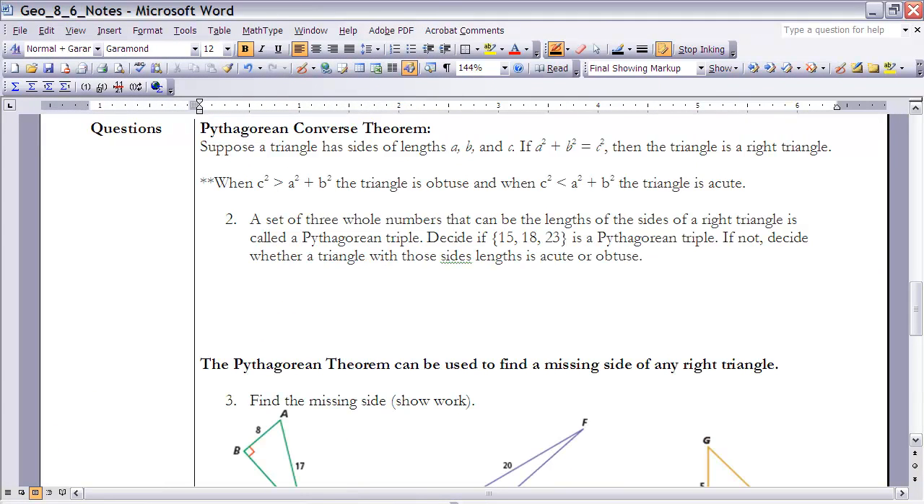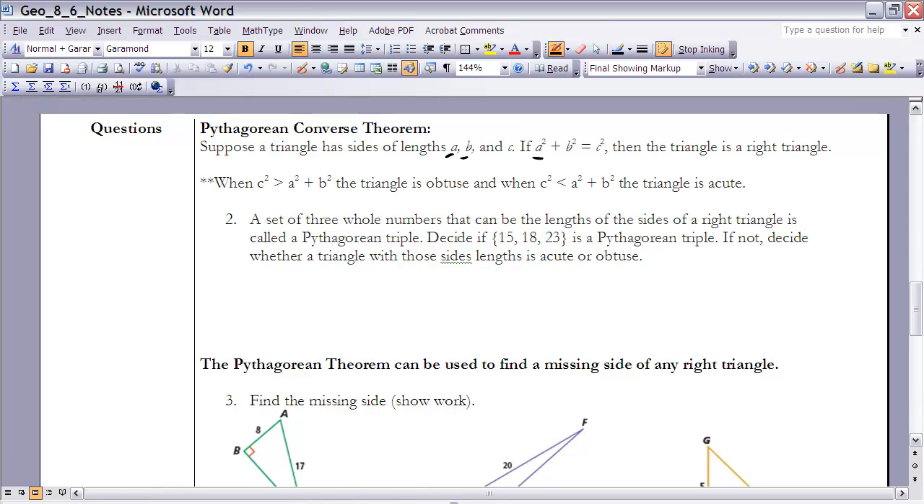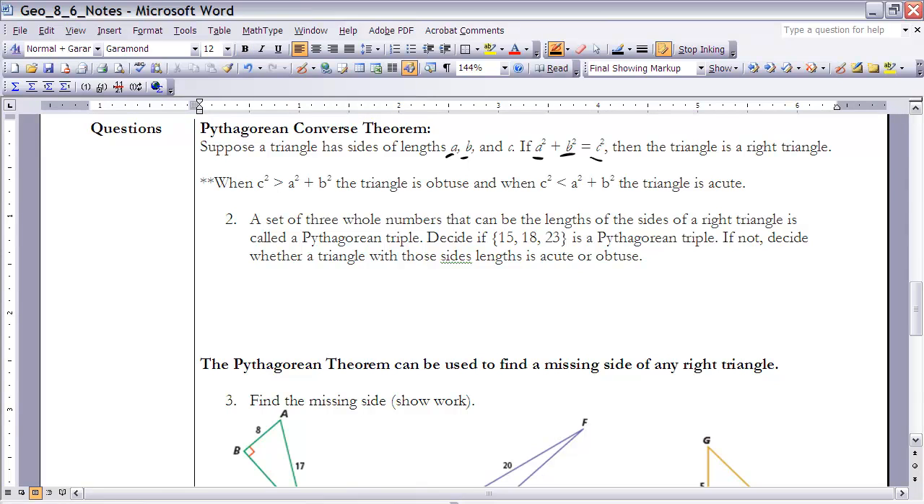So we know if we have a right triangle, a squared plus b squared equals c squared. Well, what if we have a squared plus b squared equals c squared? Does that give us a right triangle? Well, the converse to the Pythagorean theorem says yes, that's true. So anytime I have three numbers and I'm trying to figure out if those three numbers would be side lengths of a right triangle, I take the two shorter ones, square them and add them up, so the a squared and the b squared, and see if they equal the longer side squared. If they do, then I know I have a right triangle.